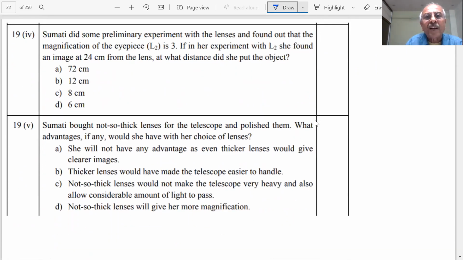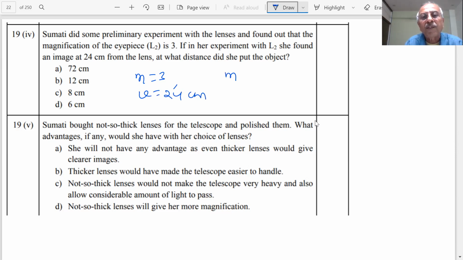Sumiti did some preliminary experiments with the lenses and found that the magnification of the eyepiece lens is 3. In her experiment with L2, she finds an image at 24 centimeter from the lens. V is 24 centimeter. At what distance did she put the object? Magnification for a lens is equal to V by U. So you have 3, and V is 24, then what will be U? 24 by 3, students. The answer will be 8 centimeter.